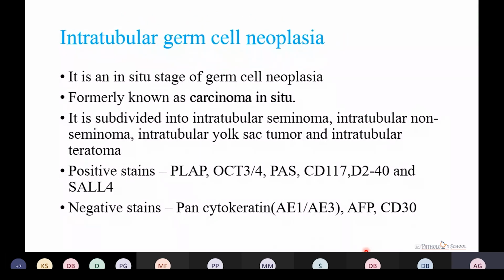Coming to intratubular germ cell neoplasia, it is an in situ stage of germ cell neoplasia, formerly known as carcinoma in situ. It is subdivided into intratubular seminoma, intratubular non-seminoma, intratubular yolk sac tumor, and intratubular teratoma. The IHC stains which we can see positive in these cases are PLAP, OCT3 and 4, PAS, CD117, CD2-40, and SALL4. And the negative stains are pancytokeratin, AFP, and CD30.